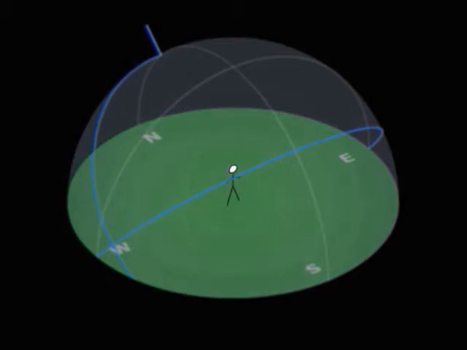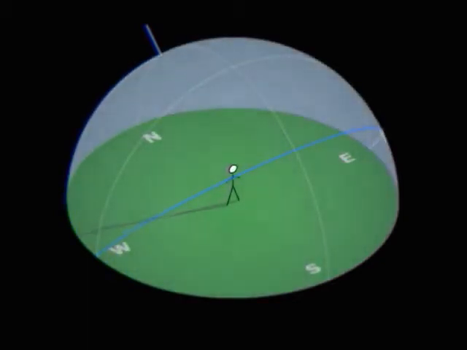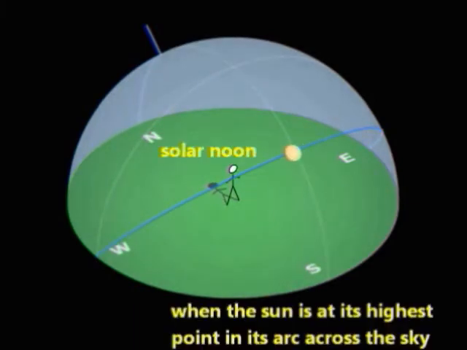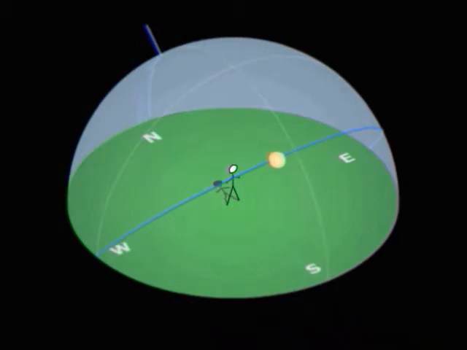Now, the basic apparent motion of the sun is that it rises in the eastern side, it climbs up, up, up, up in the sky until it gets to its highest point, which we call noon, or sometimes solar noon, and then it starts to descend down the other side of the arc until it sets on the western side.